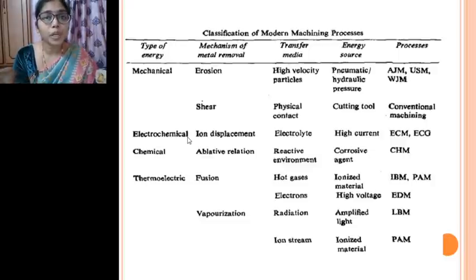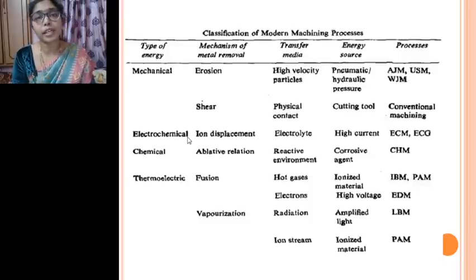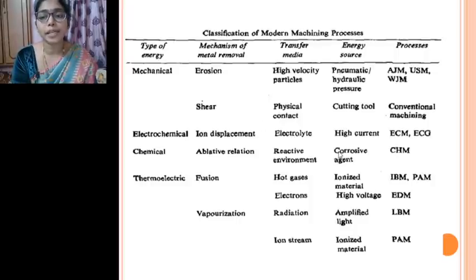And the environment of the media which we use here is nothing but electrolyte. So in the electrolyte, that is where the electricity will pass from the anode to the cathode. So this is acting like a media. And here, what is the energy source which we are using? We are connecting this anode and cathode both to an electrical power supply, so high current is used.